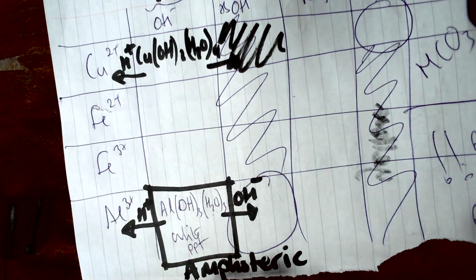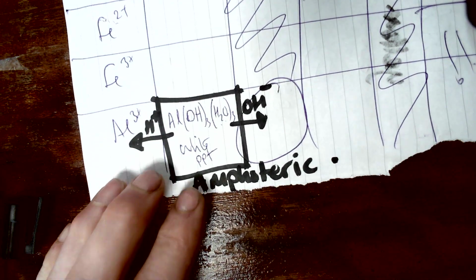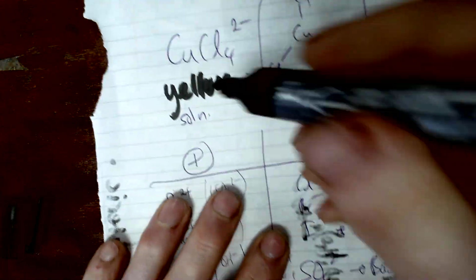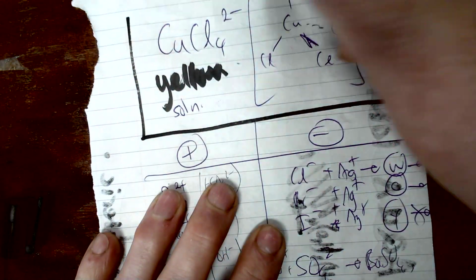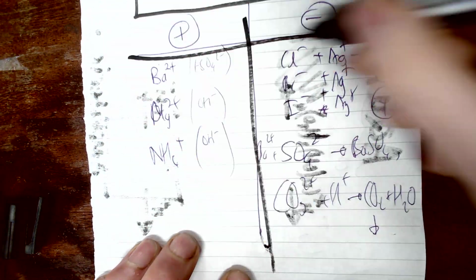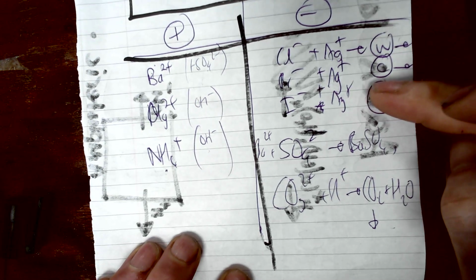Last little summary because I can't leave it like that. So we've done the amphoteric bit. Aluminium hydroxide is amphoteric. What else did we know? CuCl4 2- is a yellow solution. That is something you have to learn. And then the last bit of advice was to bundle them all together on here.